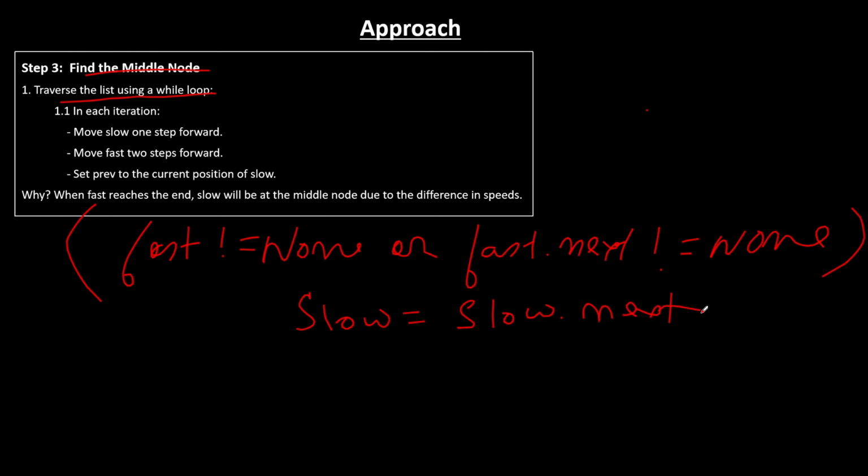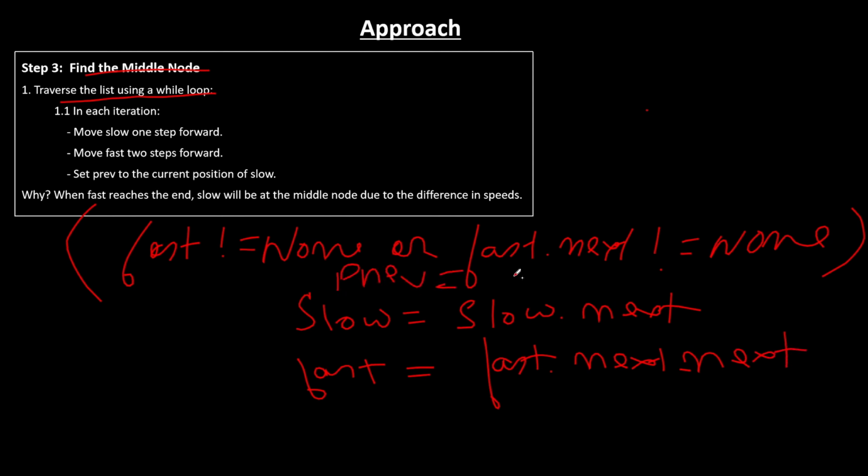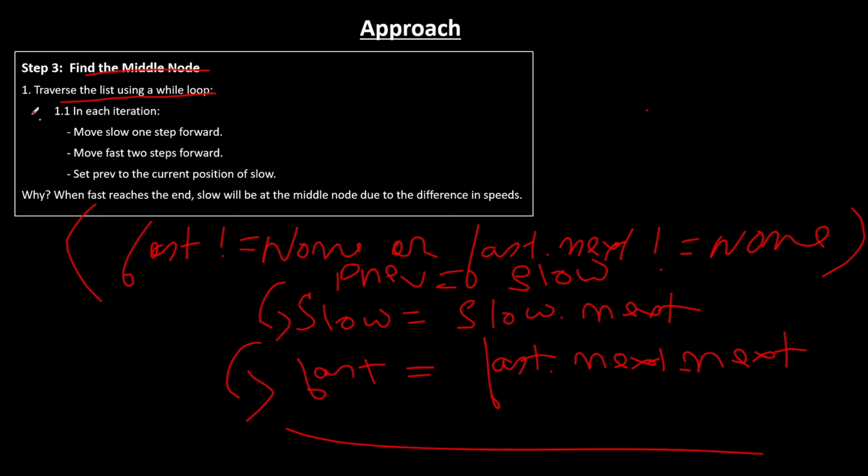one step, fast goes fast.next, and the previous pointer is here, right? So the previous pointer stores the slow pointer, then we move the slow pointer ahead, then we move the fast pointer ahead. Okay. This is what I have written here.